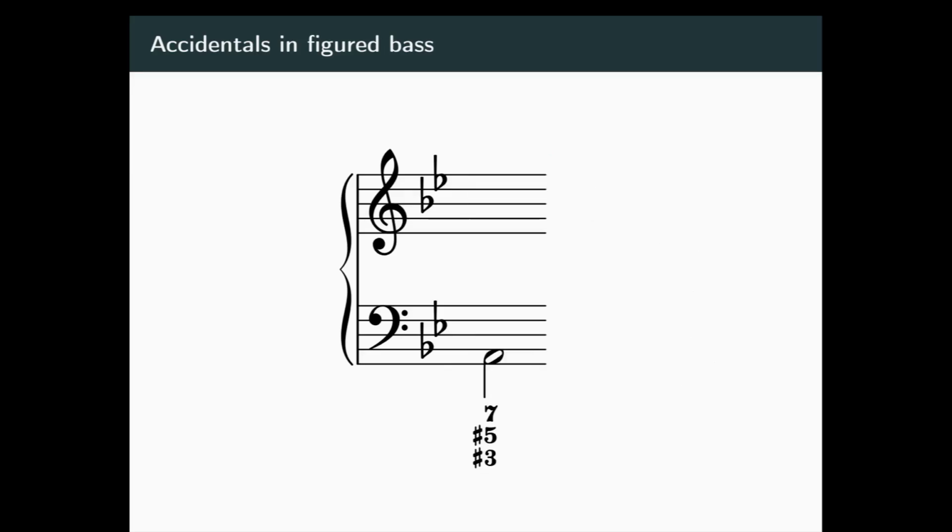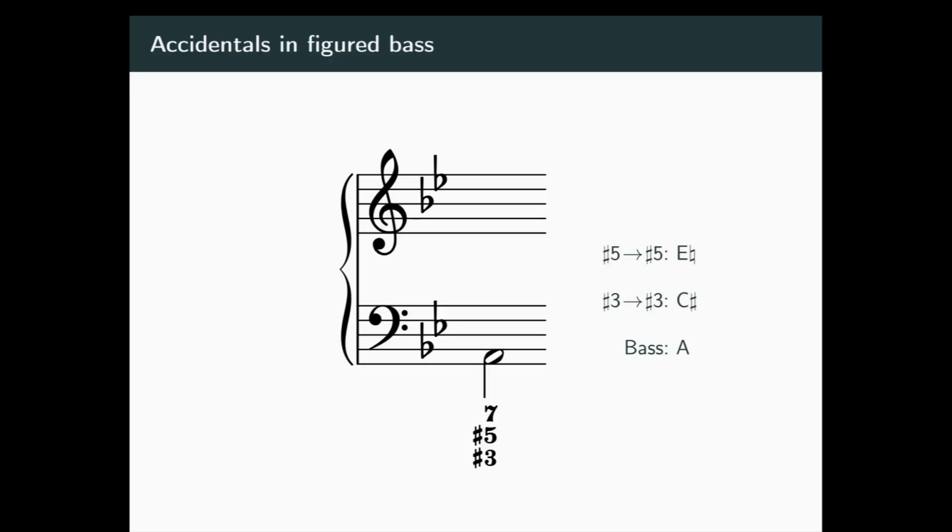Here's another example involving accidentals. Give it a try now before I reveal the solution. The bass note A should have a raised third above it, so C becomes C sharp, and also a raised fifth, which takes the E flat of the key signature and makes it E natural.